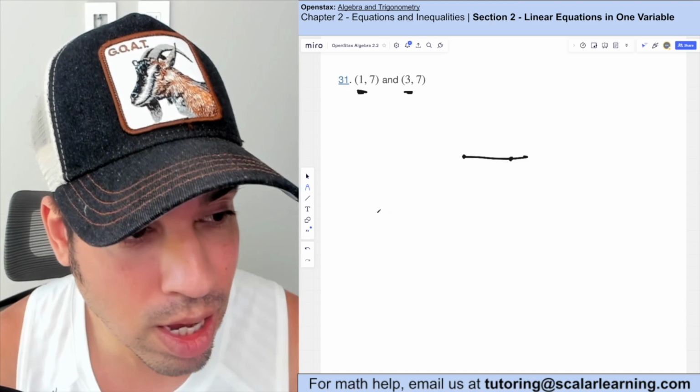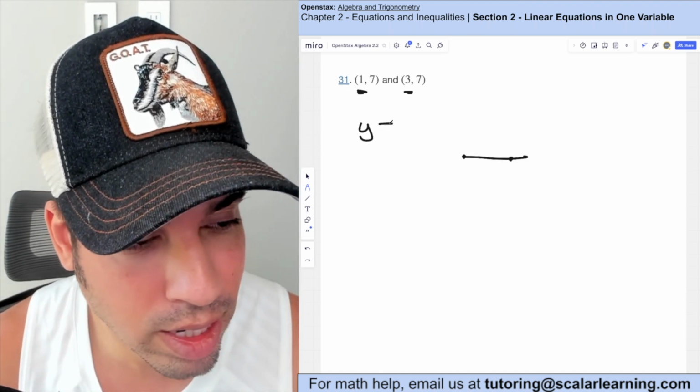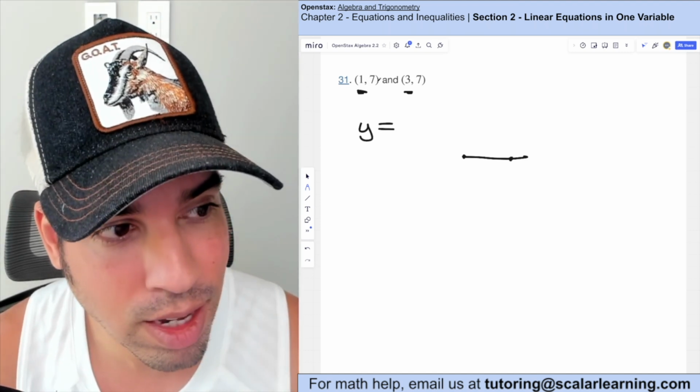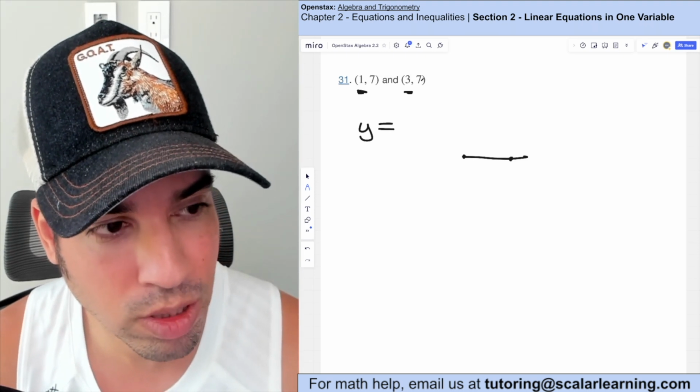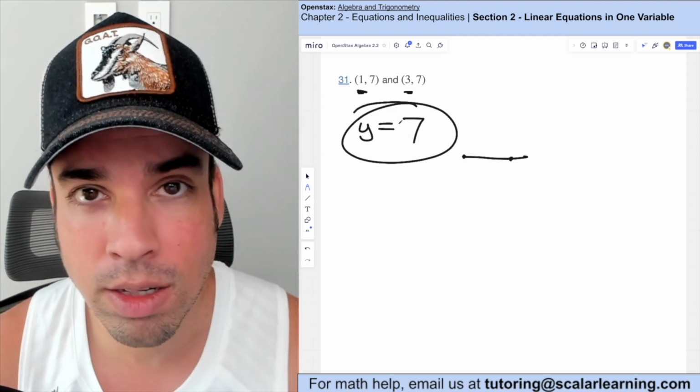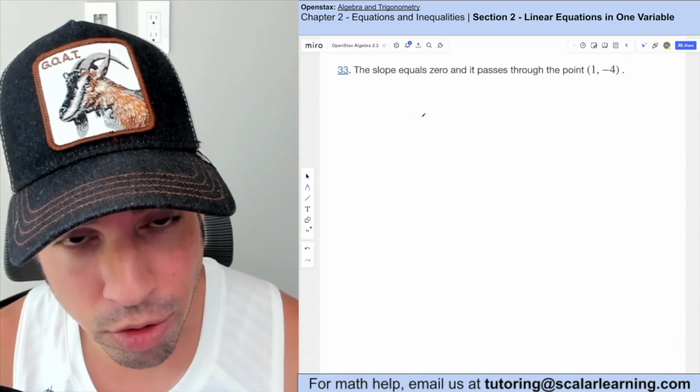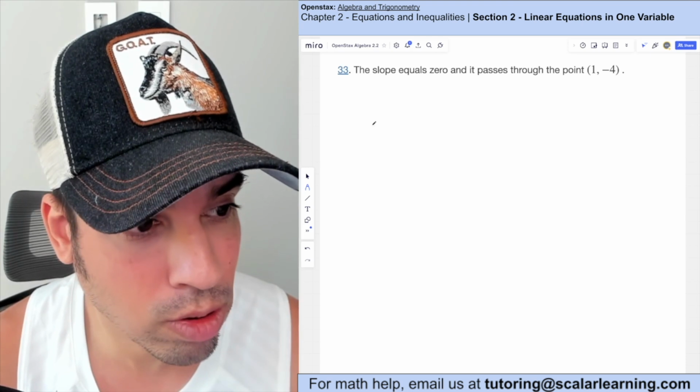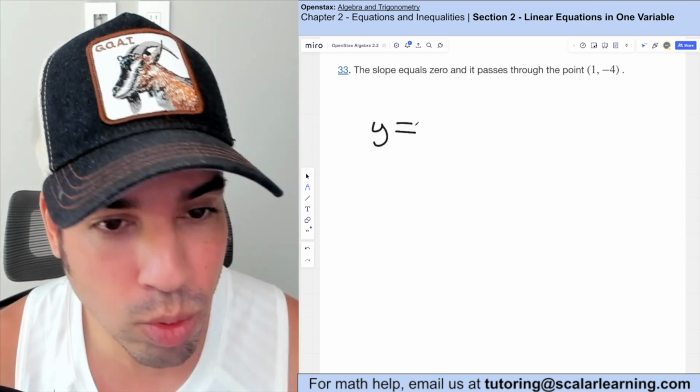And horizontal lines are simply y equals a constant. And in this case, since it's always 7, in both these coordinates and beyond that, it would just be y equals 7, boom, done. When we have a slope of 0, it means we're talking about a horizontal line, which is simply y equals a constant.